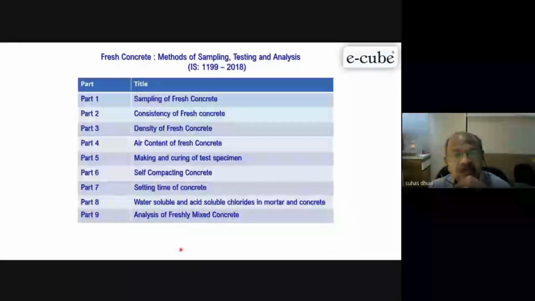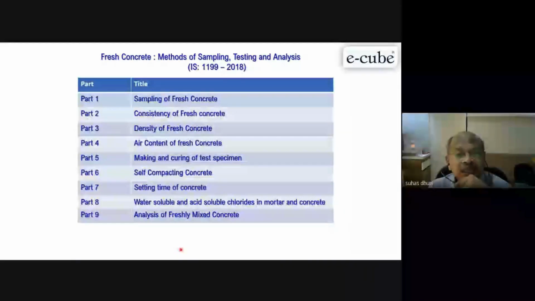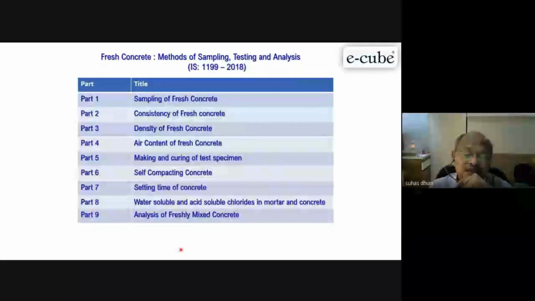Then consistency of fresh mix. Then, as I said, density of the fresh concrete. We are going to discuss all in detail. Then air content of fresh concrete. Making and curing test specimens. This is also very, very important.